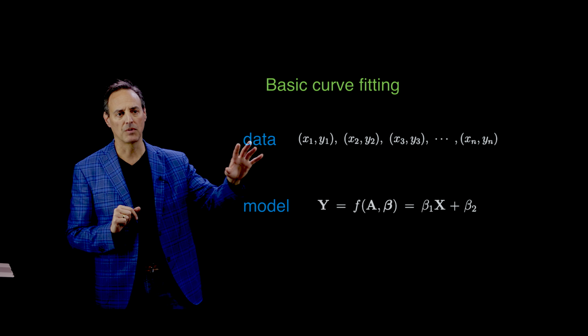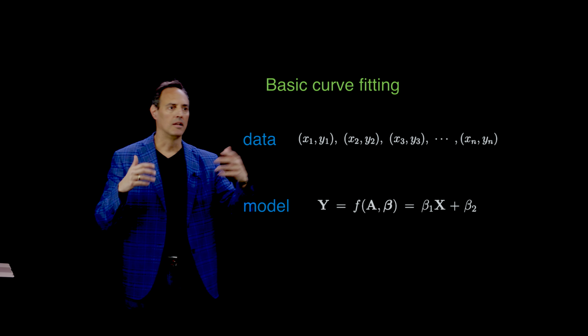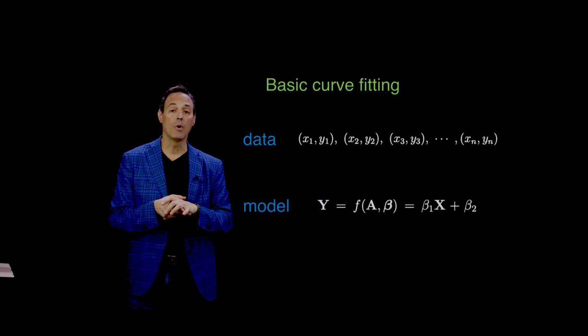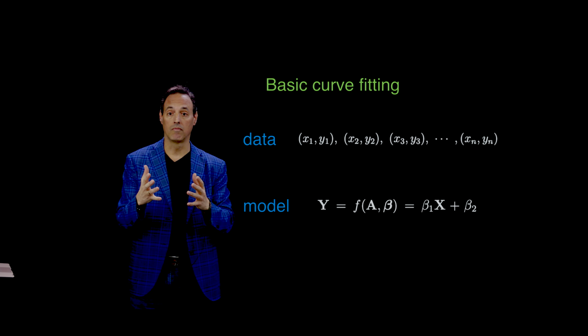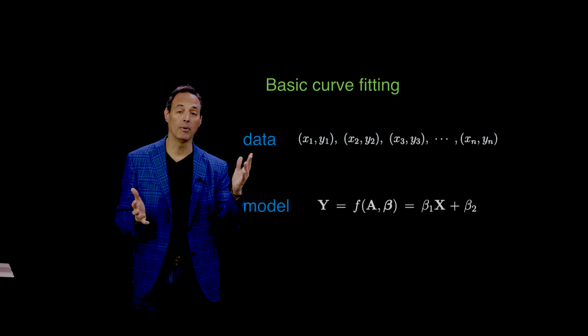You take some data. Here's the data. So these are a collection of points. There's n of them. And so this is your data. What I'm going to do in this simple example is fit a line through that data. These are x, y points.